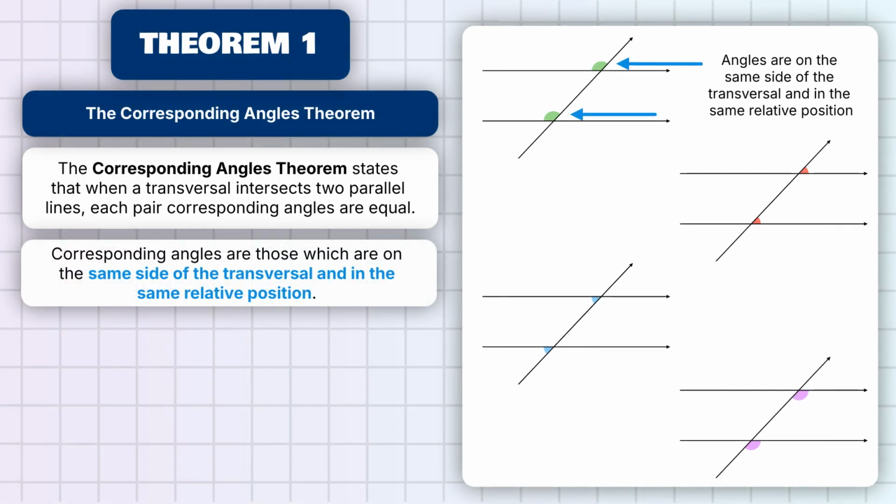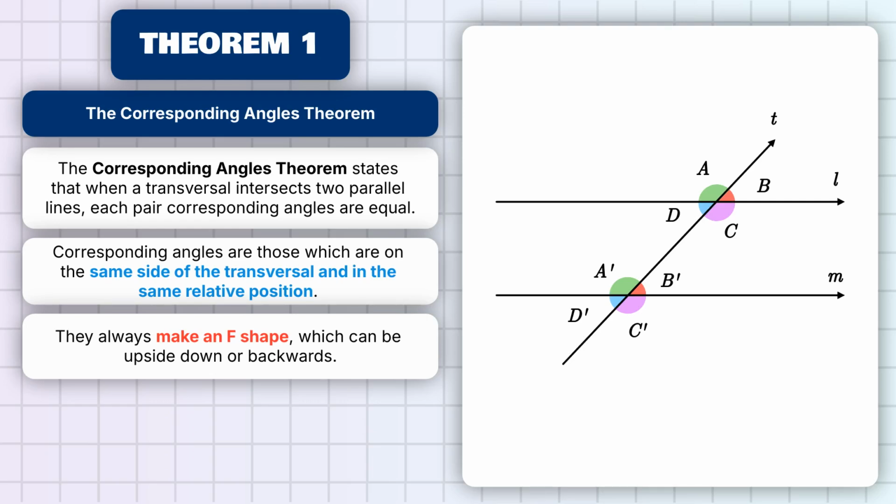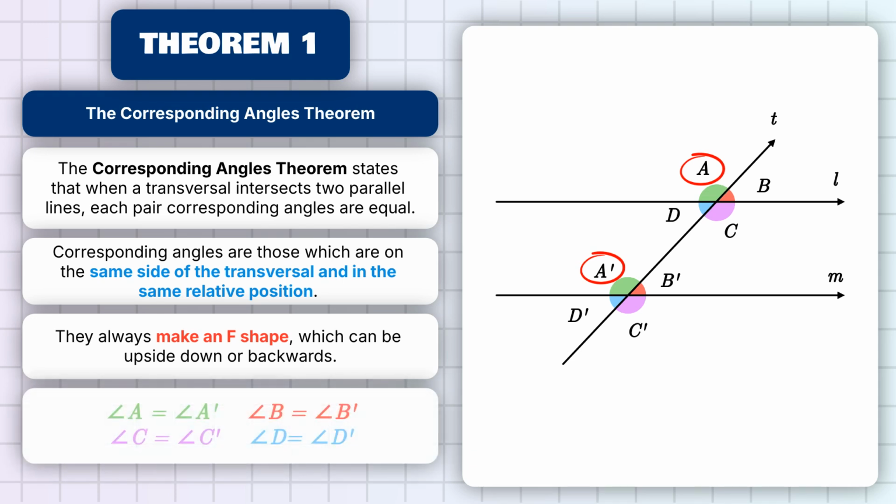The corresponding angles are angles that are on the same side of the transversal and in the same relative position. They always make an F shape, which can be upside down or back to front like this. With this in mind, we can see that A and A' are on the same side of the transversal line T and are in the same relative position. So they are corresponding angles. We can also see the same for the other angle pairs, which are the same color. According to the corresponding angle theorem, each angle pair is equal. That is, angle A equals A', angle B equals B', and so on.